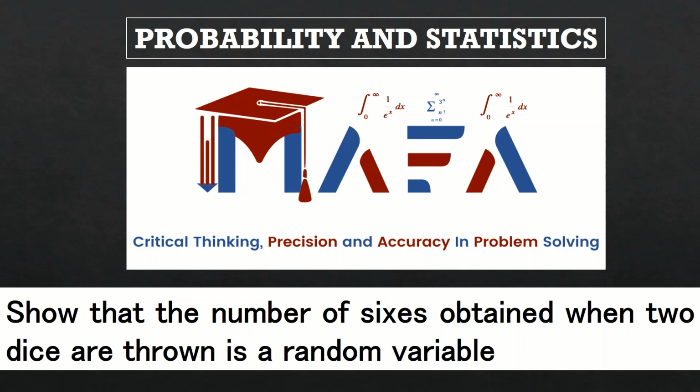In this video we are going to be looking at a probability statistics question which is displayed to you already. It reads, show that the number of sixes obtained when two dice are thrown is a random variable. This question was proposed to me by one of the students in the MAFA further maths revision groups, and most of the students faced a lot of difficulties in coming up with this proof. So in this video I'm going to explain in detail what you are supposed to do. Alright, let's get started.